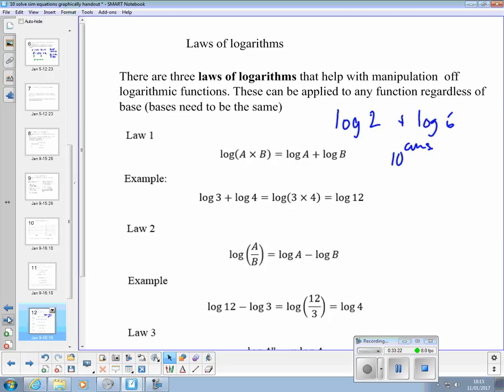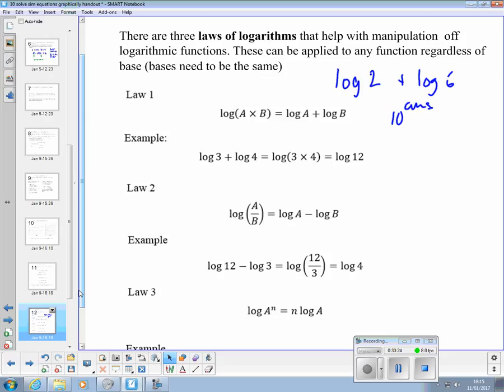The second law is that the log of A divided by B is equal to the log of A minus the log of B. Be careful with that one. It must be the log of the numerator take away the log of the denominator. You've got to get those two in the right order. With multiplication it doesn't matter. With subtraction it does.